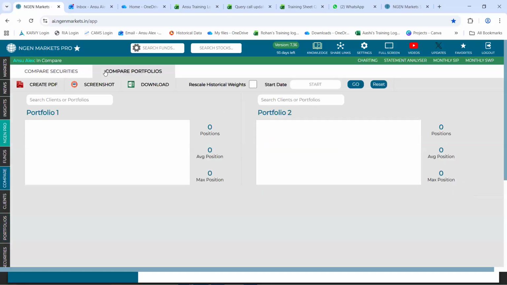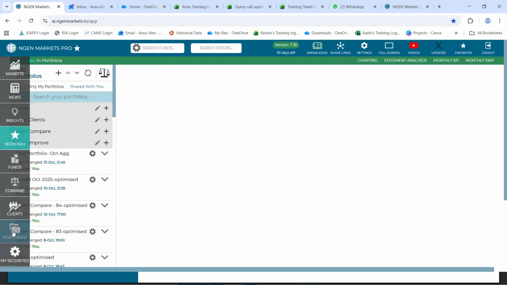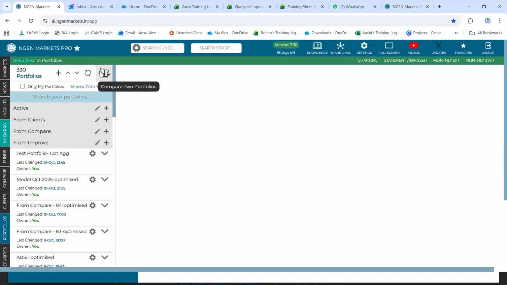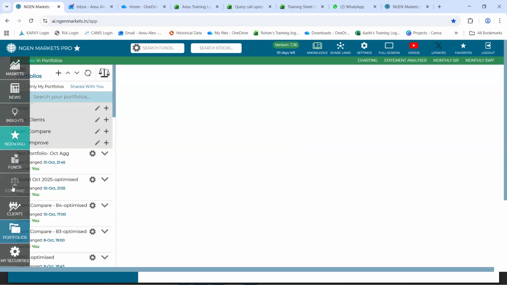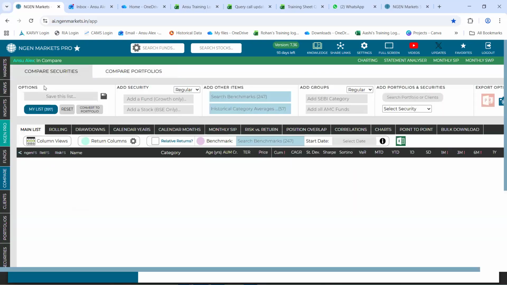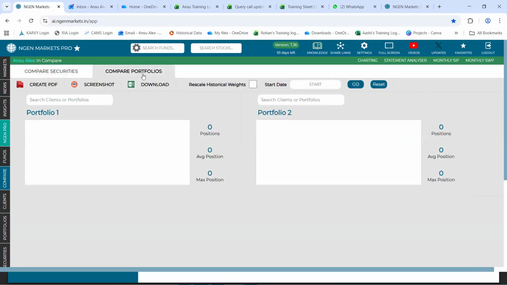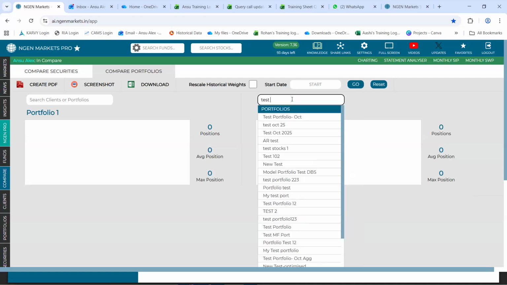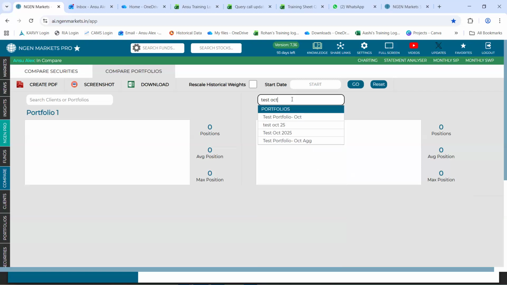Now, there are two ways of how you can reach to this tab of compare two portfolios. First, as I mentioned, from this portfolio section, you can click on this compare icon. The second way is from this compare tab. This will be the first page that you will come across, compare securities. Just next to it, you see this tab called as compare portfolios. Now, in this section, you see there are options to load two portfolios side by side. So we rather say that towards the right, or wherein you see portfolio 2, always load your model portfolio, or something that you wish to pitch to a client should always be loaded towards the right.